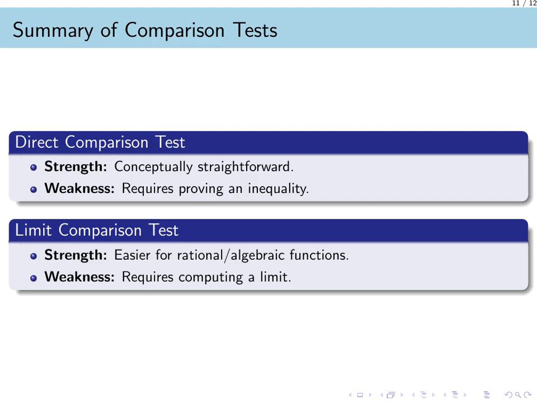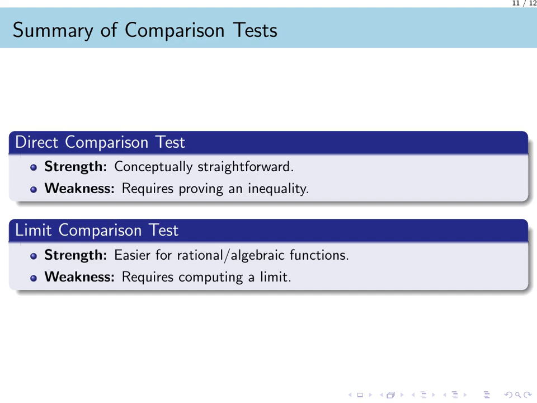Let us summarize the two comparison tests to help you decide which one is best for a given problem. The direct comparison test is conceptually straightforward. You simply test if the terms of your series are smaller than those of a known convergent series, or larger than those of a known divergent series. The main difficulty, however, is that you must rigorously prove this inequality holds, which can be challenging.